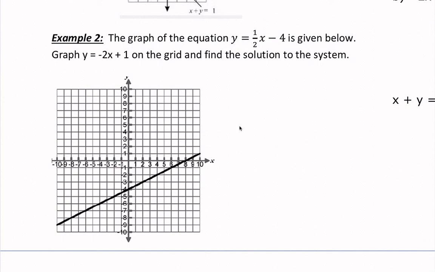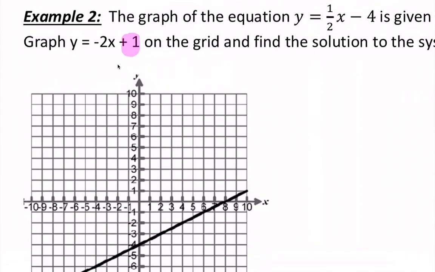It tells me the graph of the equation y equals 1/2 x minus 4 is given below. So this is 1/2 x minus 4. It's telling me to graph this guy right here on the grid and find the solution. So I know the number by itself is my y-intercept, so on the y-axis I'm going to put a point at 1.